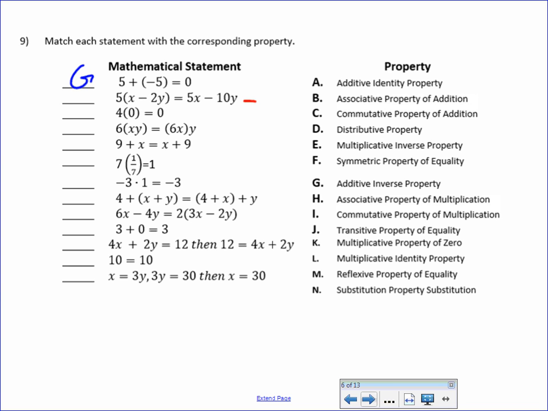For this one, look at what happened: they distributed the 5, and so that's going to be the distributive property. For this one, 4 times 0 is 0. That's the multiplication property of 0. On the next line, what was inside the parentheses changed, which means it's the associative property, and we're using multiplication, so that is the associative property of multiplication.